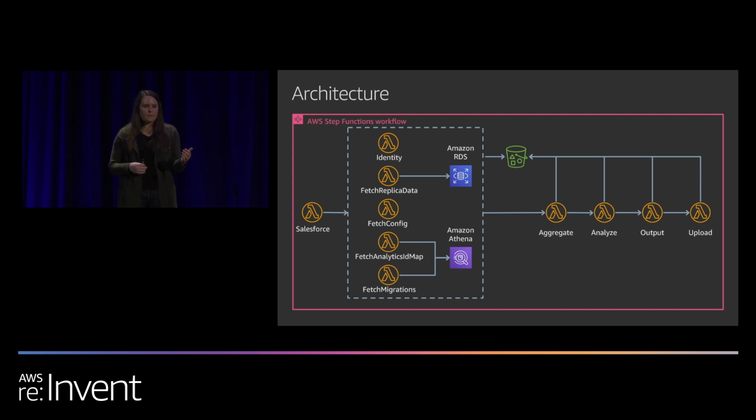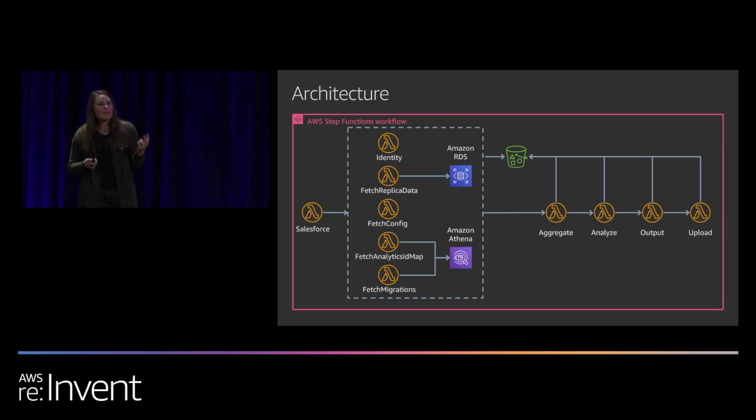of execution. Each branch is a task state that fetches data from Salesforce, or fetches data from somewhere, and uploads it to S3. And then the step function service takes care of knowing when the parallel branches of execution are finished, and the next state, the aggregate state, can begin.